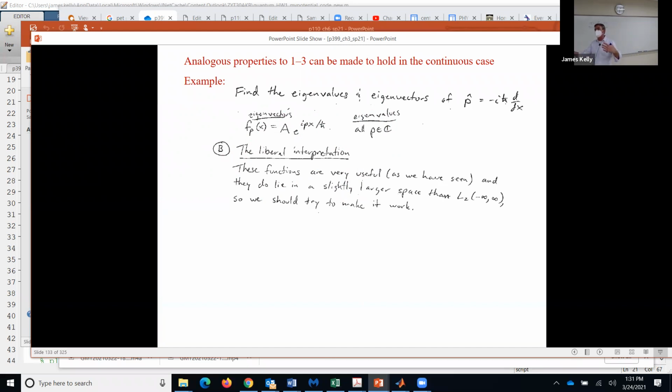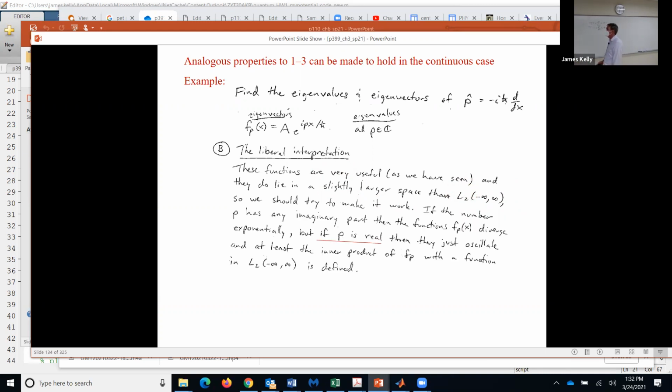And maybe I can't make sense of a beam in terms of a single particle, but it makes sense to put a whole bunch of particles, an infinite collection of particles, in a beam that has a definite momentum or a definite energy. So they're certainly useful. We shouldn't just throw them away out of hand. And we found they lie in a slightly larger space than this, in other words, the rigged expansion of capital L2. So we have some motivation to try to make it work.